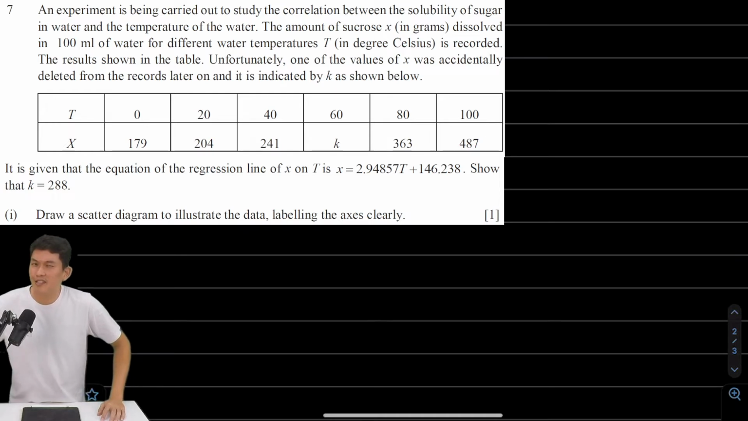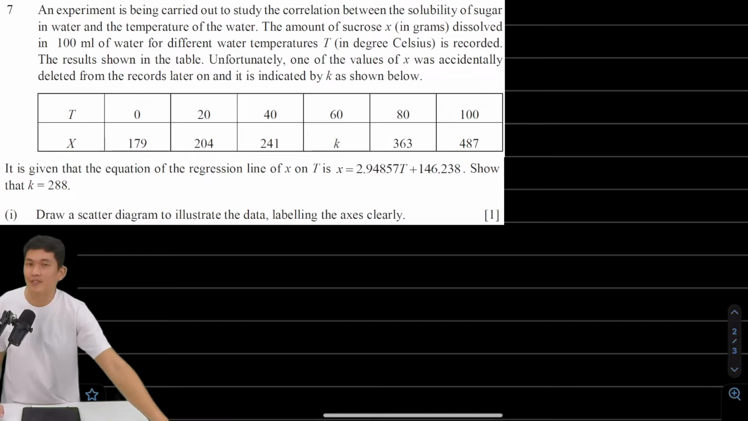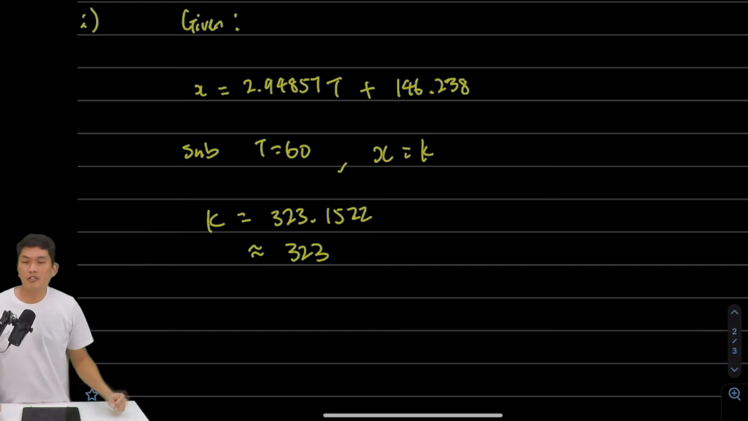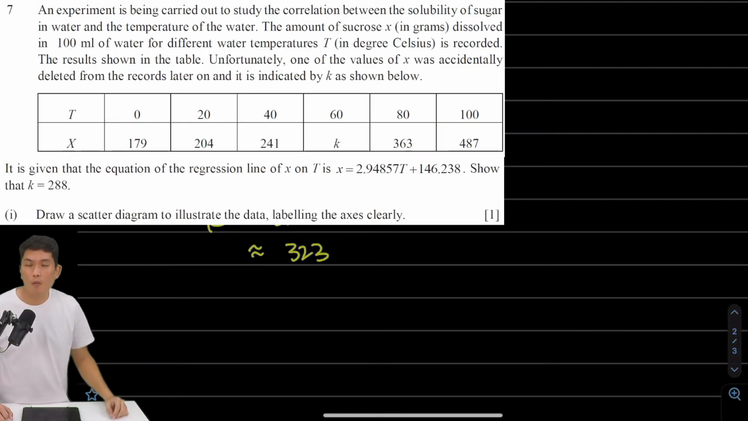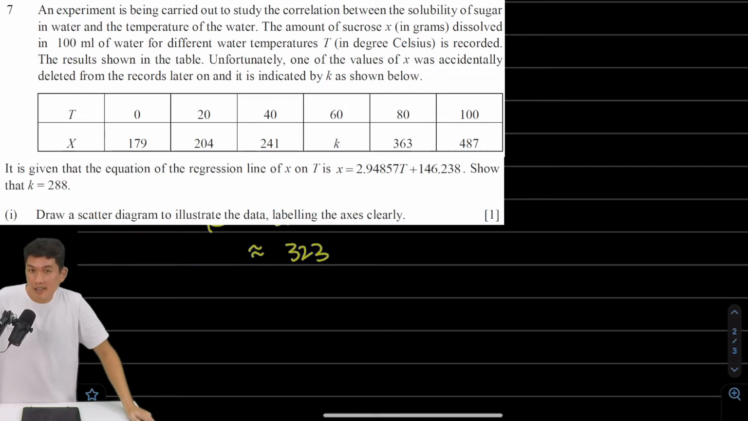I guess the immediate reaction for most students is, hey, this is a 1-mark question. Let's just substitute T equals 60 into the given equation of regression, with X equals K. So K should be 323. That should be our 1 mark. The only problem being that K is not 323, it is 288.